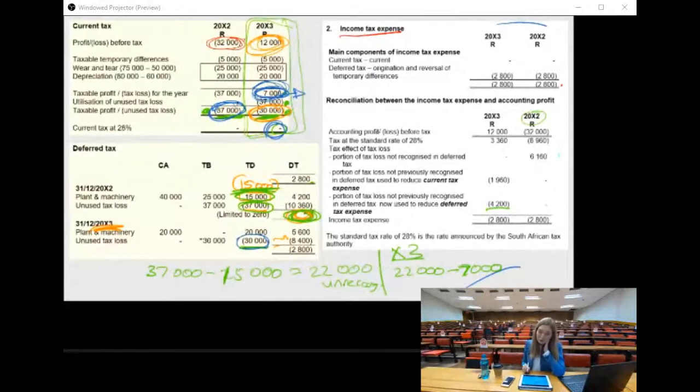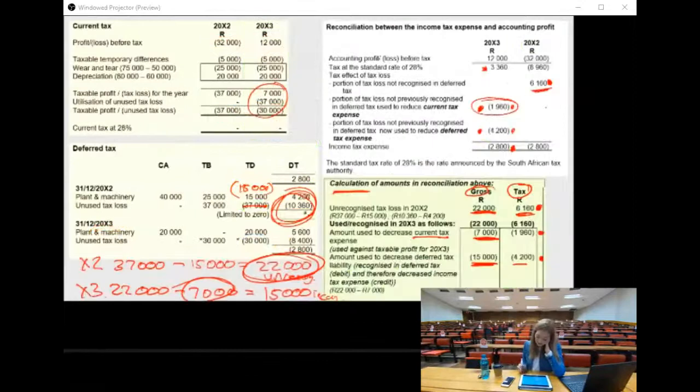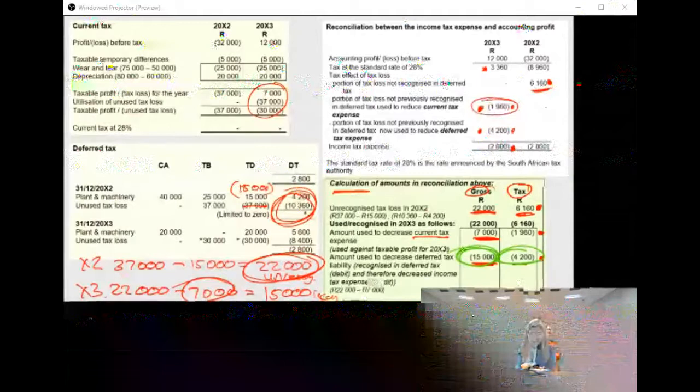And then we are able to recognize the remaining, what was it, 15,000. Yeah. We are able to recognize the remaining 15,000 of that loss. So that 15,000 times 28% is the 4,200 movement that I am now able to recognize. Okay, so that's the 15,000 additional tax loss that I could now recognize, and that's the 28% on that.